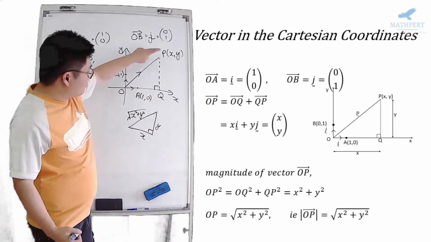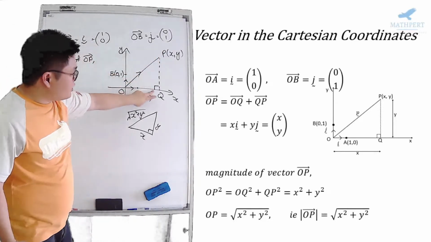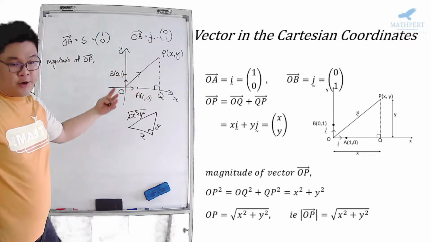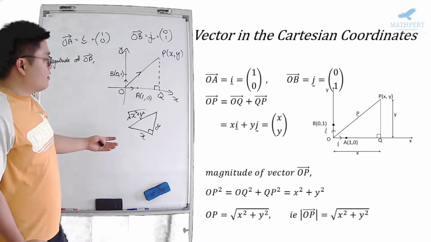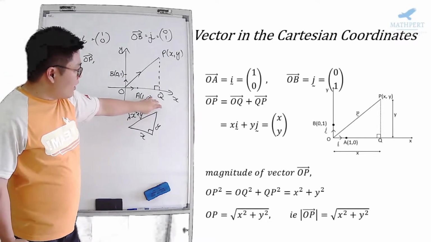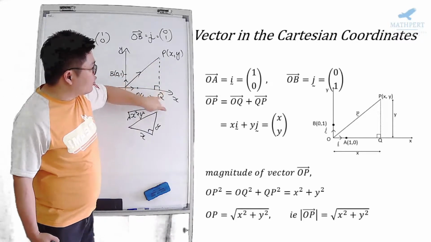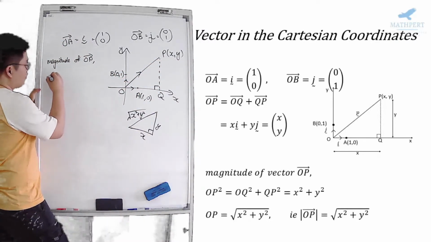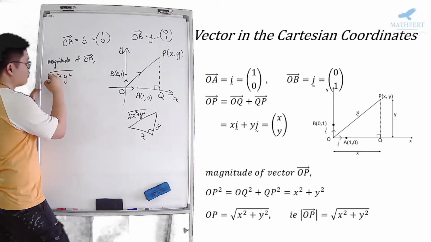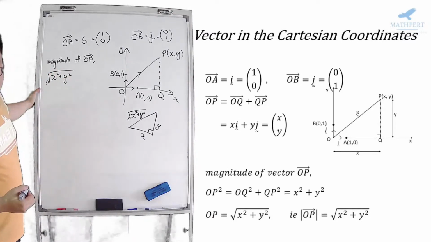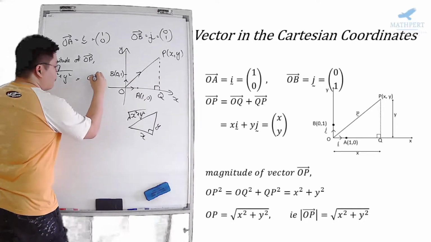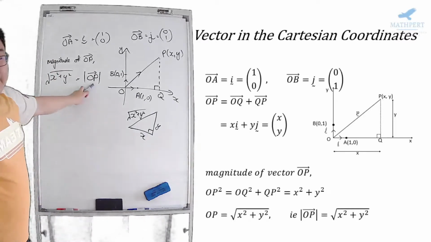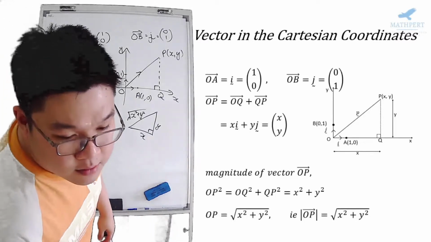Okay, OP is here. So how do we find magnitude? Can you see there's a 90 degree here? OQP is a right angle triangle. So we can use the Pythagoras theorem. So OQ square plus QP square. So in this case it is x, y. So the magnitude is equal to x squared plus y squared, square root. Alright? Or we write it as OP modulus. This means the magnitude in vector.